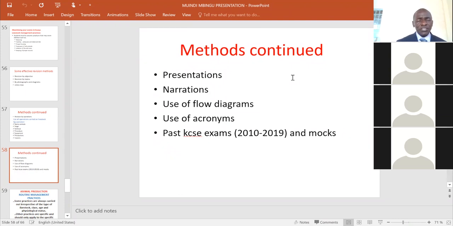You have done some revision. Now you can narrate to your friend as you walk around the field what you have studied, so that the friend can confirm to you whether you have got it right. You will be assisting him, he will also be assisting you. Use of flow diagrams, where applicable, may also help, and acronyms.